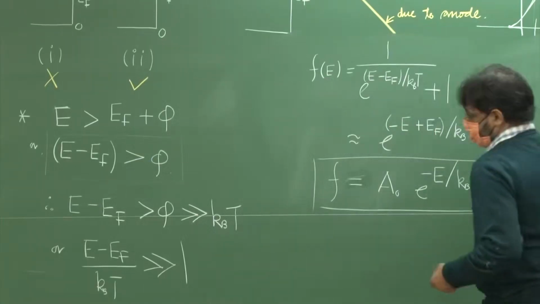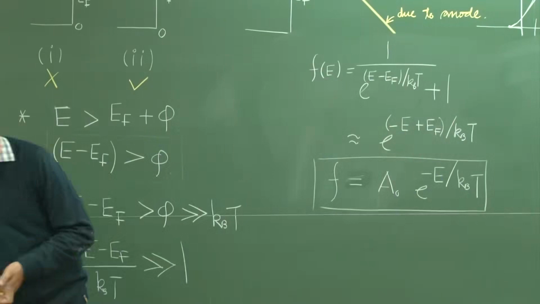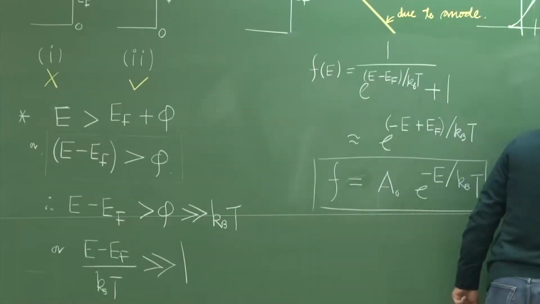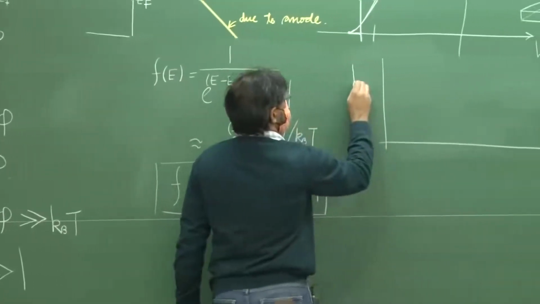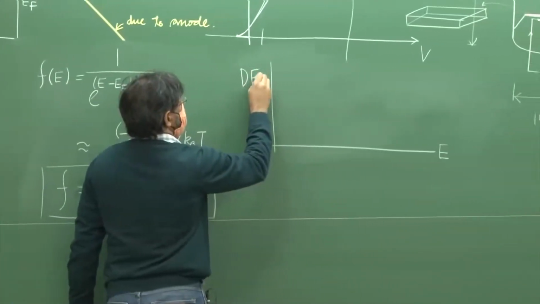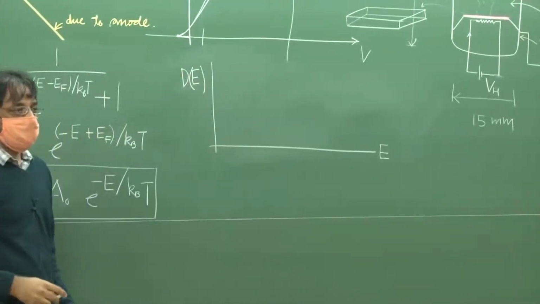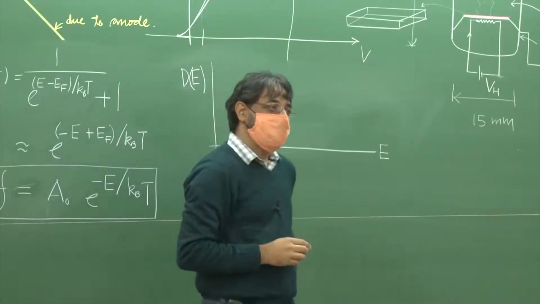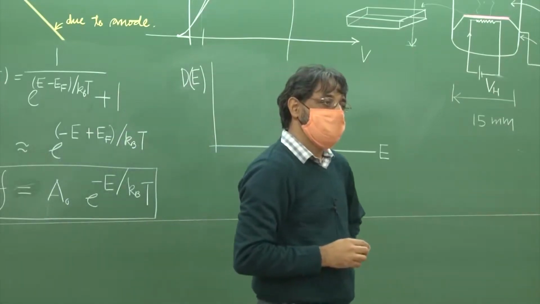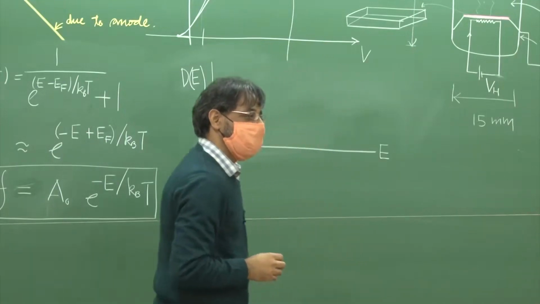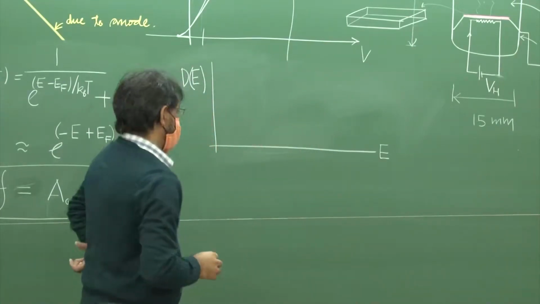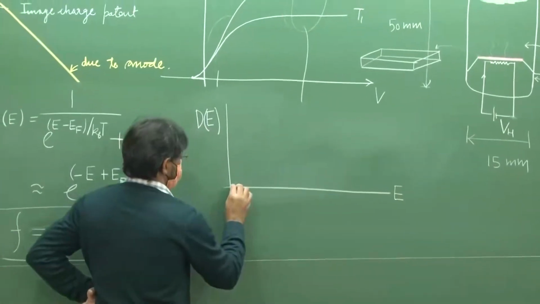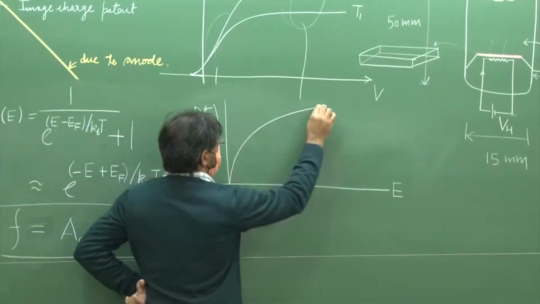So what that means is that if you draw against energy the quantity g(E), g(E) is the density of states. So the density of states goes as, for electron gas, what? Square root of E. You remember that, right? Square root of E. It's constant in 2D and it goes as 1 by square root of E in 1D. So it goes like this.